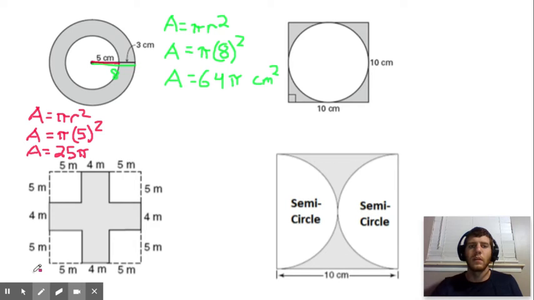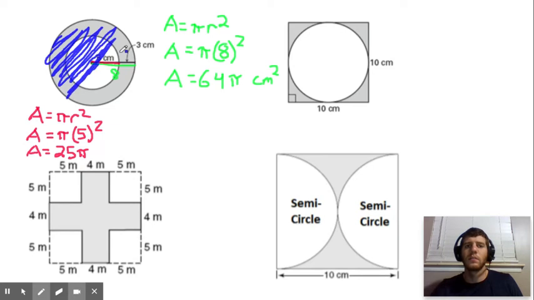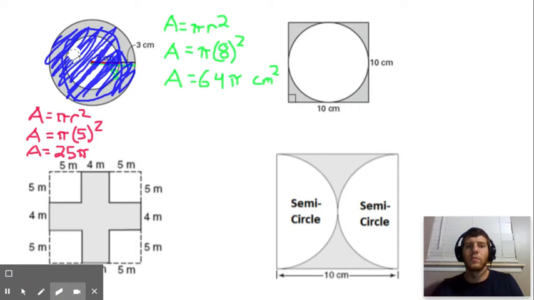We don't want the area of the whole thing. We want only the area of the shaded part. So 64 pi, which is about 201, represents this total area here, all of this. 25 pi represents this white space in the middle. So what we need to do is take the 64 pi and subtract away the 25 pi, which is all this. So we need to do 64 pi minus 25 pi.